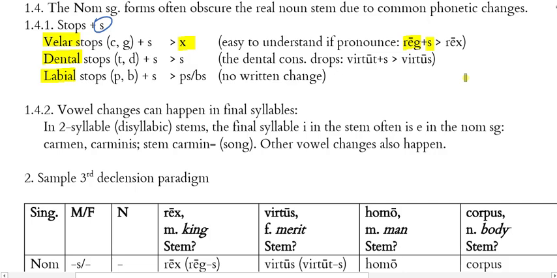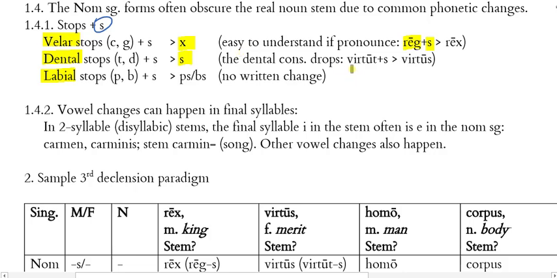Now, this is interesting what happens with dental stops, the T and the D. When I add an S to one of those, I get S. What does that mean? Basically, in effect, the T and the D fall out. And my joke with my Greek students, because this happens in Greek as well, is that if dental means teeth, then this is a situation where the teeth fall out. Hopefully that never happens to you in real life, but sometimes teeth do fall out.